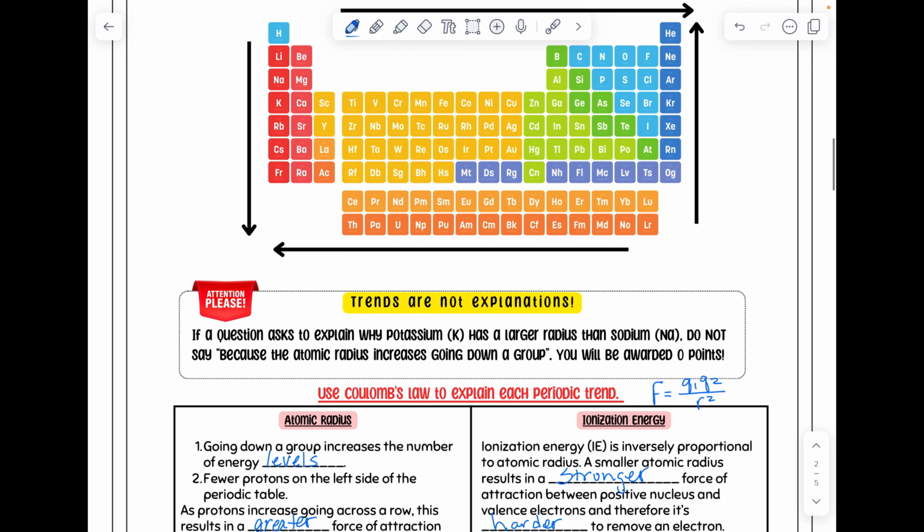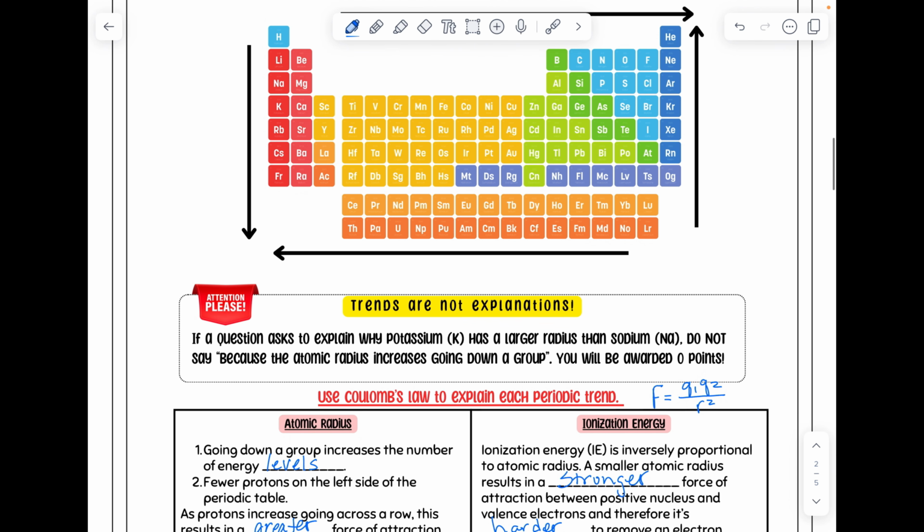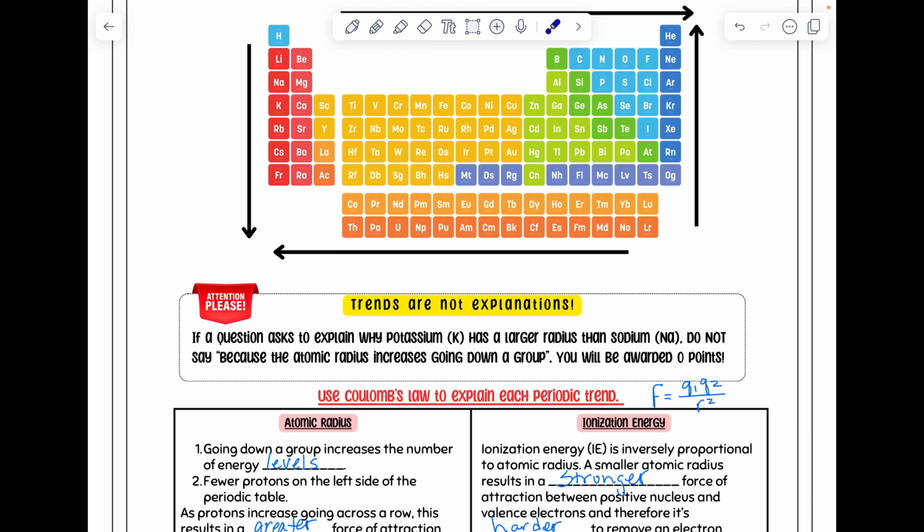So trends are not explanations. You have to be careful when you're explaining trends. If a question asks you to explain why potassium has a larger radius than sodium, you cannot say it's because the atomic radius increases as you go down a group. You won't get any points. You have to say that the potassium atom is at a higher energy level, or has more energy levels, and therefore the radius is larger than sodium. Okay?